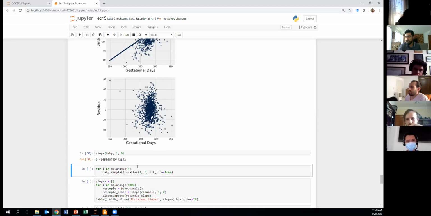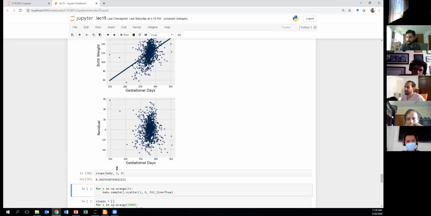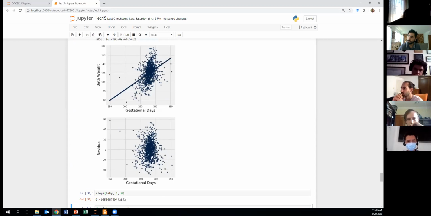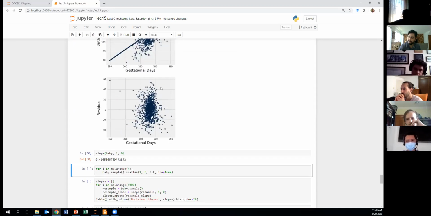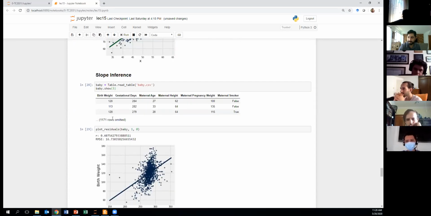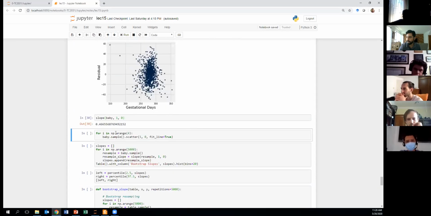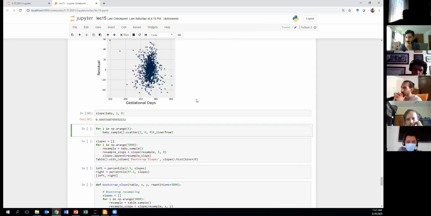No worries. So here, what I'm trying to do is calculate the slope for my regression line. This is the slope of my actual data, from all the data that I have. So what I want to do is sample from this baby table, make a scatter plot, and fit the line. And I'm going to do that 4 times using the slope.